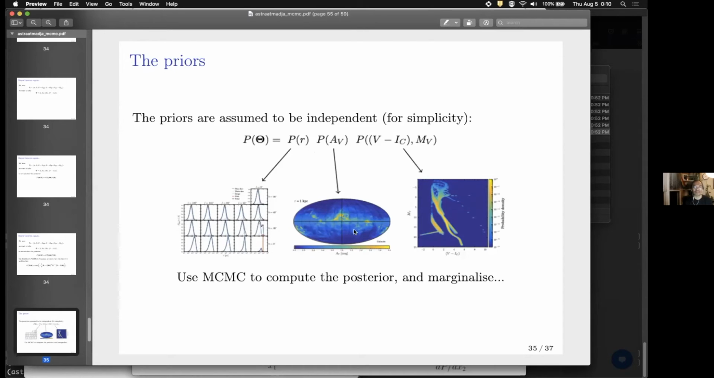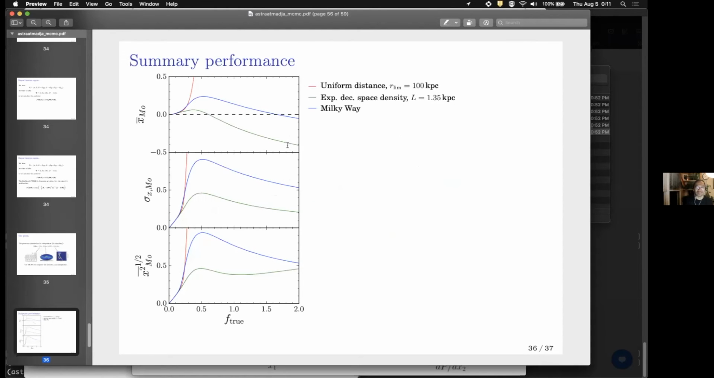And then we use an extinction map as a prior for the extinction, and we use a galaxy model that I already described yesterday for the distance. Then we compute the posterior. We use MCMC to sample this because there are 4 parameters, and then we marginalize over 3 of them to get the distance. Because we're working with simulated data, we can evaluate how they perform relative to the true distance. So here's the summary performance again.